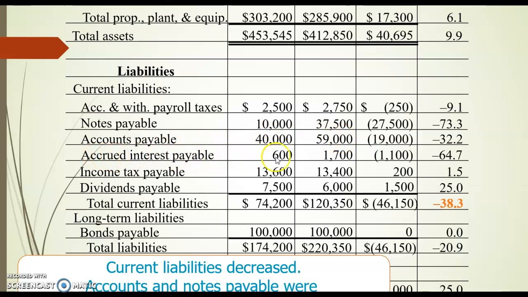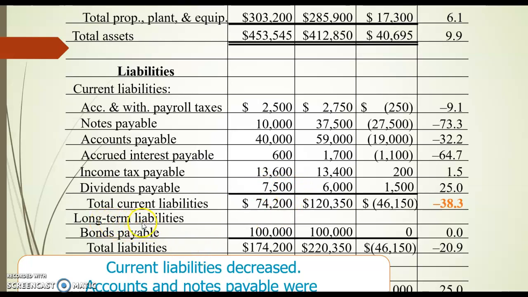Okay. Accrued interest payable is small dollars, so we won't investigate that. Income tax payable only went up by 1.5%. We won't worry about that. Dividends payable is smaller dollars as well, but dividends that we are going to pay out to our investors is going up. So we had a really good year, and so we're giving investors more dividends. That's usually a good sign. It makes investors happy.